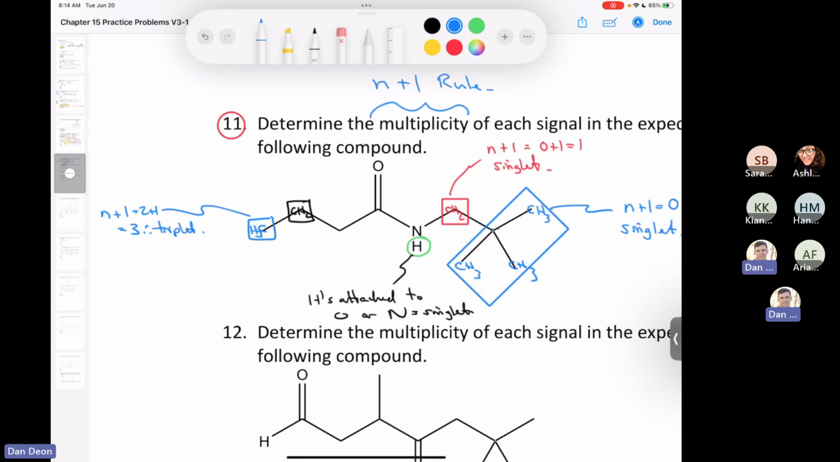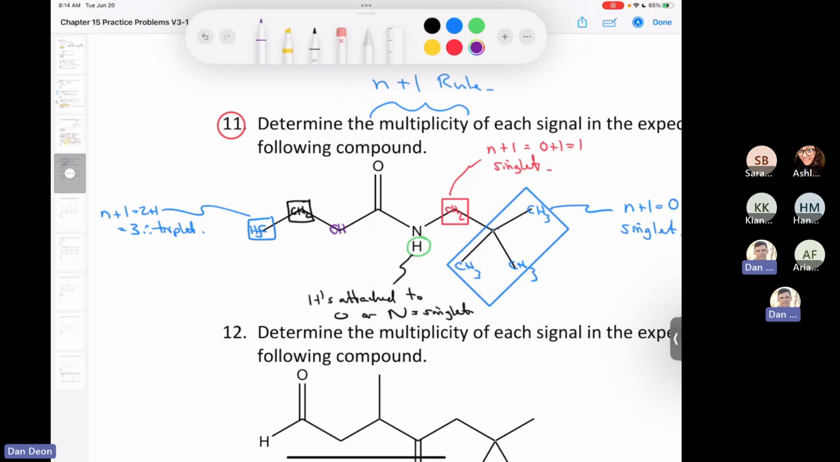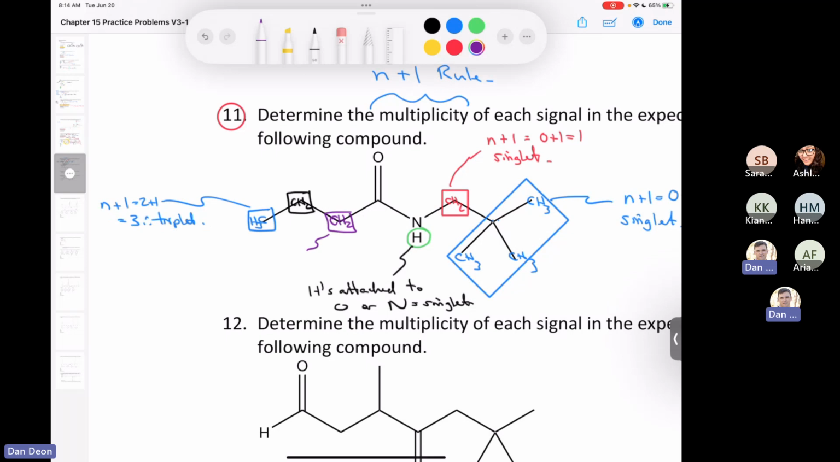I'm going to skip the protons that I have in the black square for now, and I'm going to go over to these ones, which I'm going to put in purple here. So the methylene in purple, we do the same rule. We have n+1. n+1 is going to be equal to 2 plus 1, right? Because these are the 2 neighbors. So we get 2 plus 1, which equals 3. And that gives us a triplet. So I'll just write here, triplet.